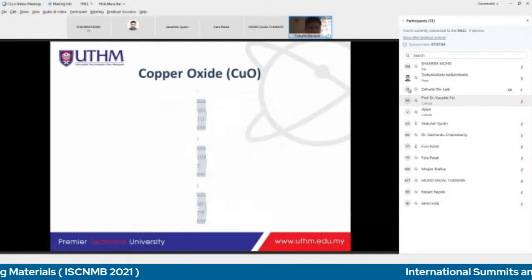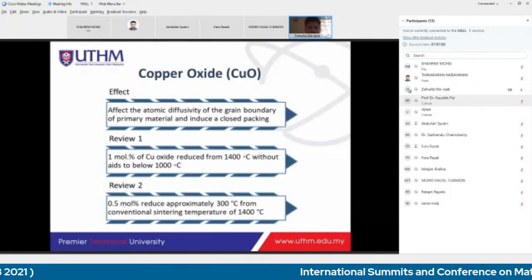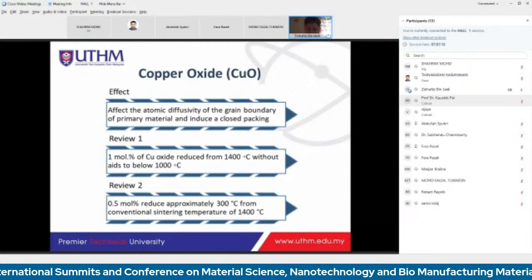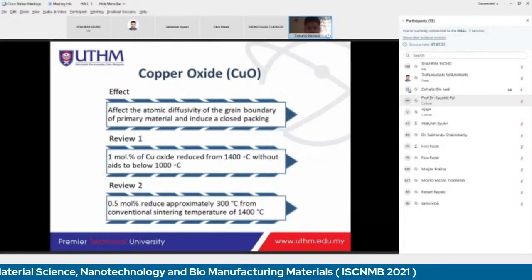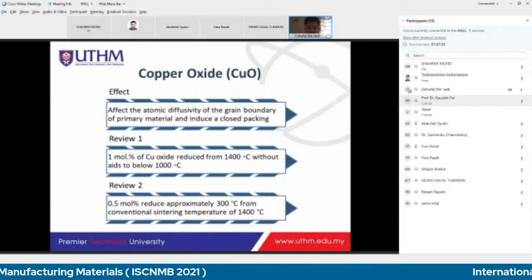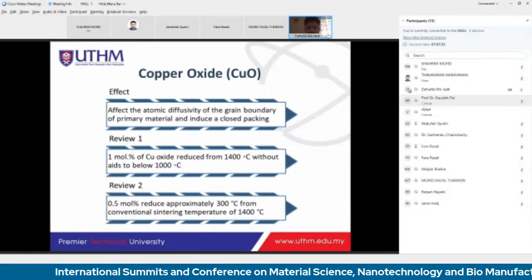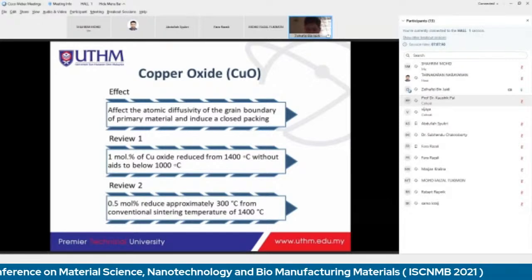For copper oxide, the effect is that it affects the atomic diversity of the grain boundary of the primary material and induces cross cracking between the grain boundaries. The first review said that 1 mole percent of copper oxide reduced the temperature from 1,400 degrees Celsius without aids to below 1,000 degrees Celsius. The second review, 0.5 mole percent, reduced approximately 300 degrees Celsius from the conventional sintering temperature of 1,400 degrees Celsius.